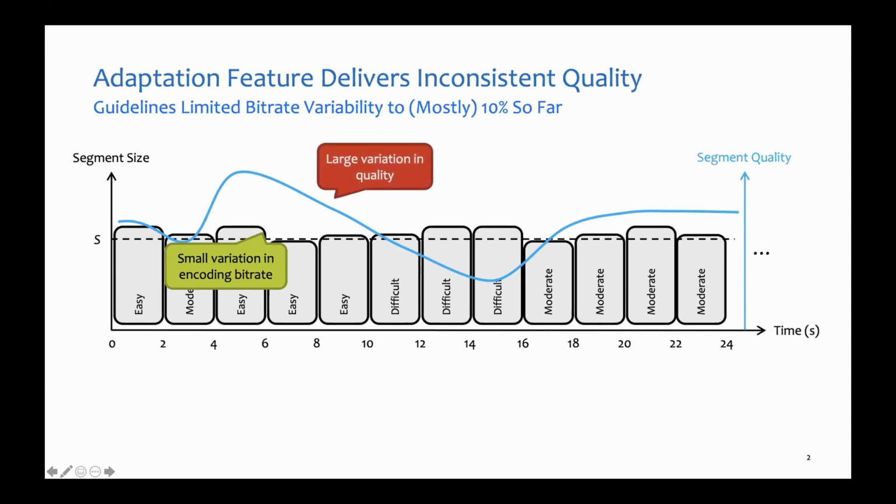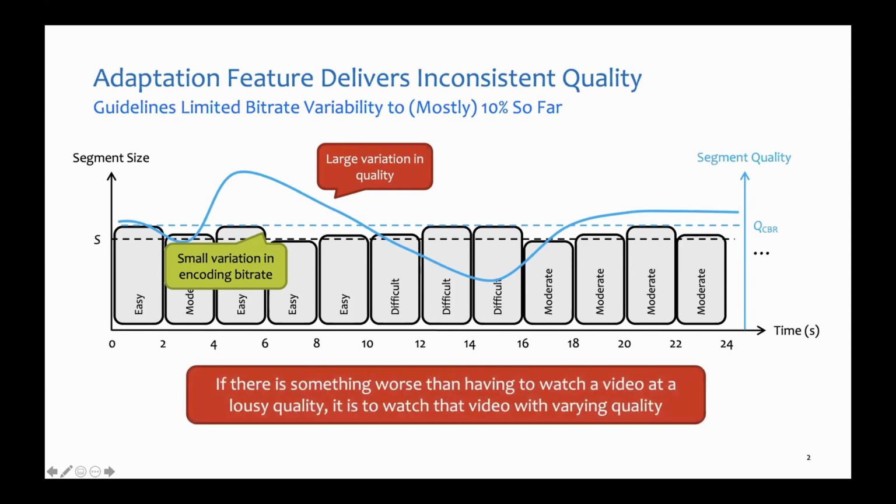So in terms of segment sizes, we have a very stable scenario, but in terms of segment quality, things vary quite a bit, right? I'm sure you will agree with this, but so many QoE studies out there have already shown that if there is really something worse than having to watch a video in bad quality, it is to watch that video with varying quality, like the resolution keeps changing, or the amount of blocking artifacts keeps changing. It is really disturbing to casual viewers.